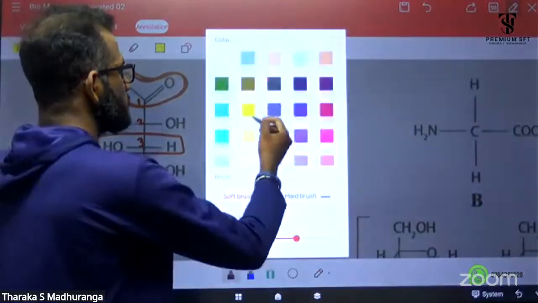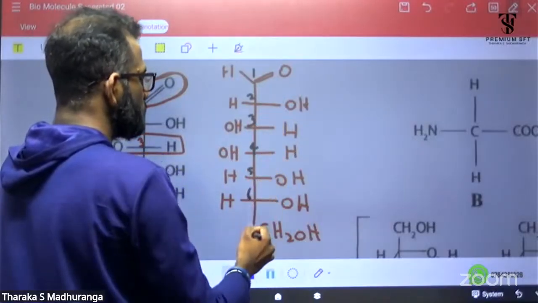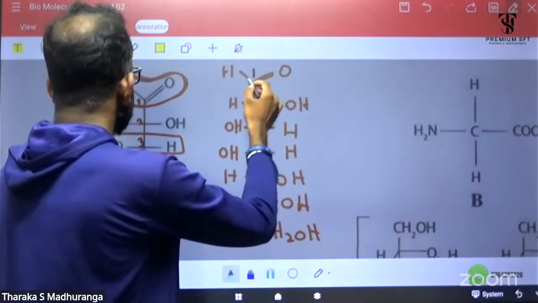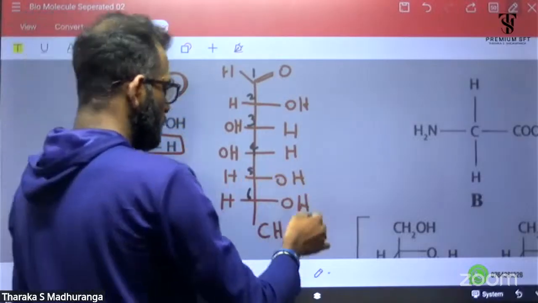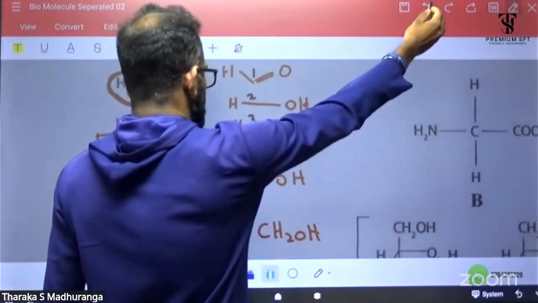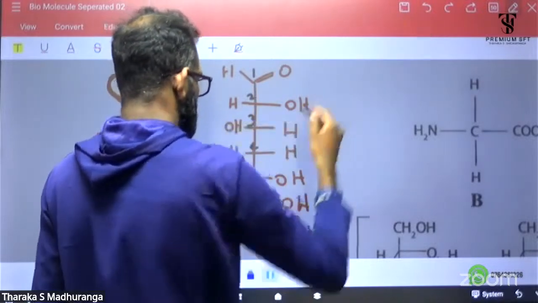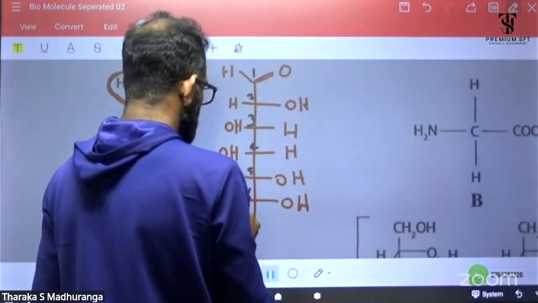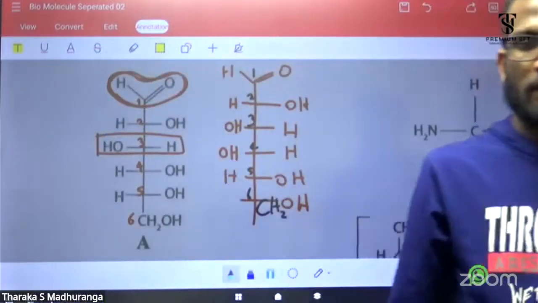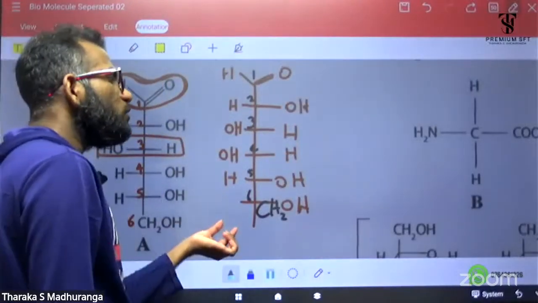Then what is the difference? First carbon, second carbon, third carbon, fourth carbon, fifth carbon, sixth. I have additionally added a carbon. This is CH2OH. The sixth carbon is CH2OH. Now you can see how to identify galactose.